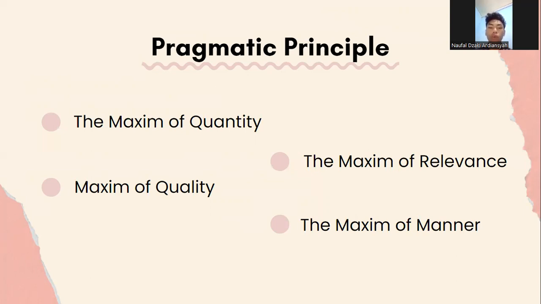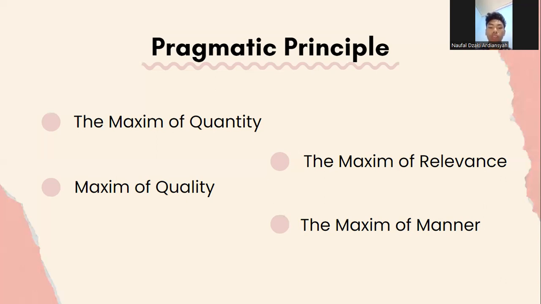And then maxim of quality. This conversational maxim requires each participant of the conversation to tell the truth. Conversation participant contribution should be based on adequate evidence. In this maxim, the information required is correct and the speaker has proof of its truth.